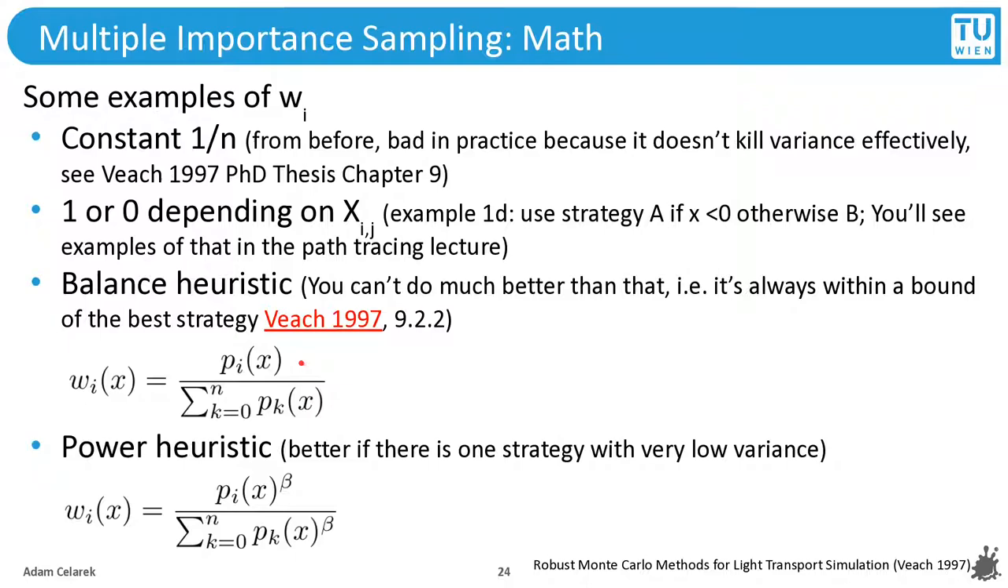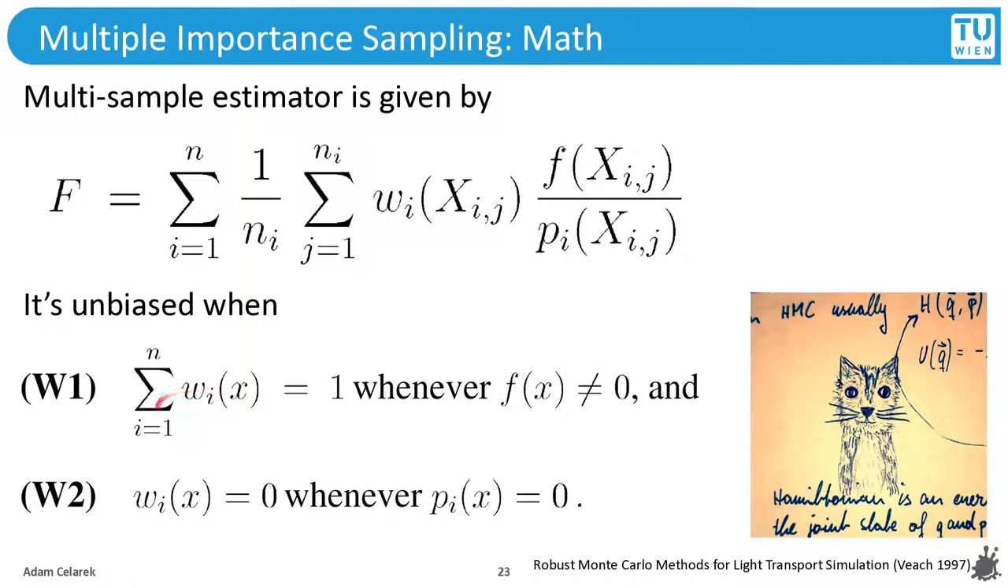Okay, so what we see here, we have the probability of the current strategy divided by the sum of the probabilities of producing the same sample of all the other strategies. So let's look at our conditions from before. It should sum up to 1.